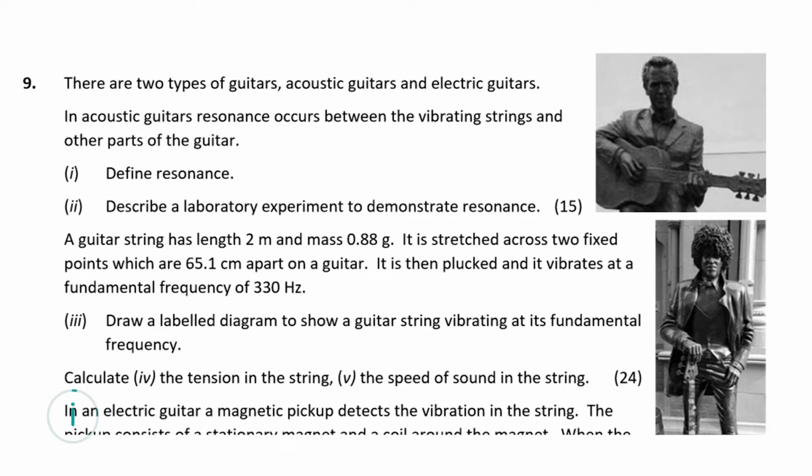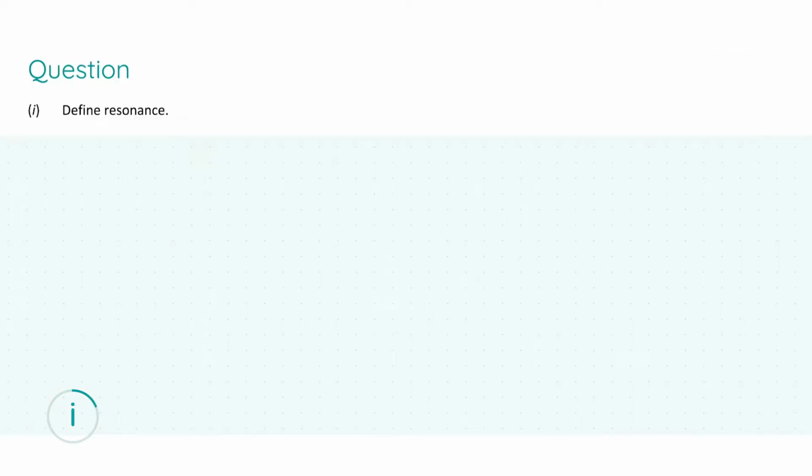Okay, so here's the first look at our question 9. Now we are told that in acoustic guitars, resonance occurs between the vibrating strings and other parts of the guitar. This information leads us into parts 1 and 2 of our question. And in part 1, we are asked to define resonance. Just a simple definition question, but it's still handy to go through because we want to see where we get our marks from for this definition.